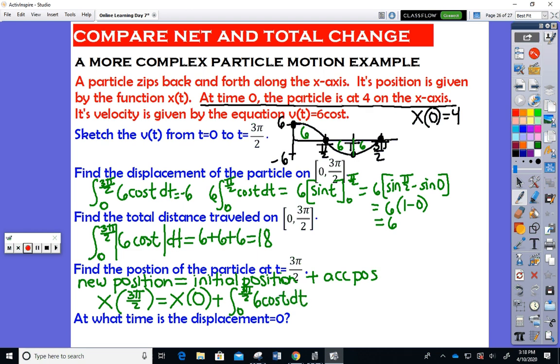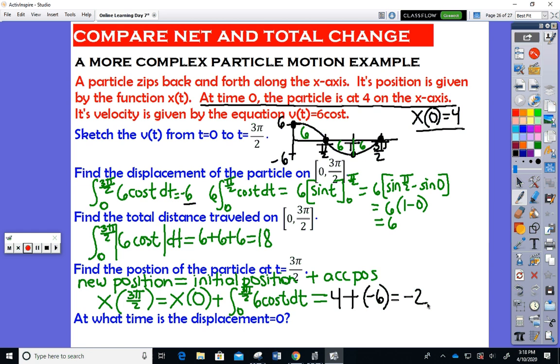Okay, so x of 0 I knew was 4. All right, I've already figured out the integral from 0 to 3 pi over 2 of 6 cosine t is negative 6. So guys, it's telling you that it winds up at negative 2 on the x-axis.